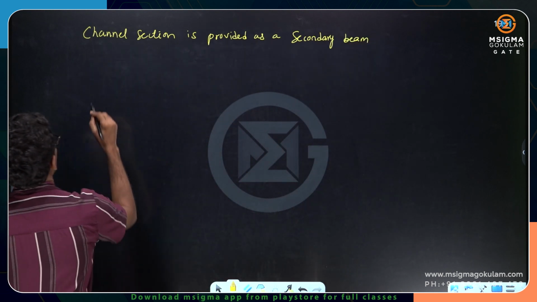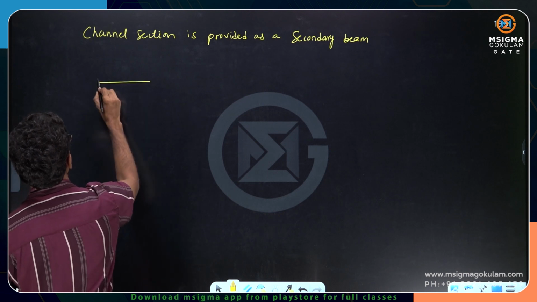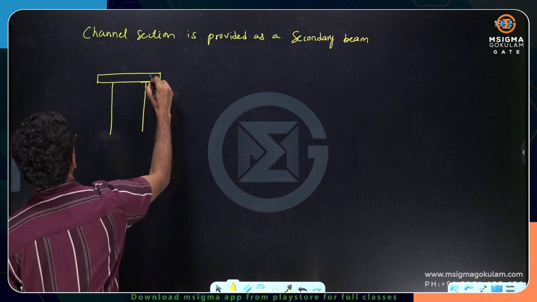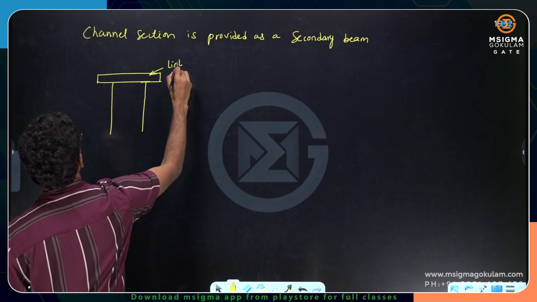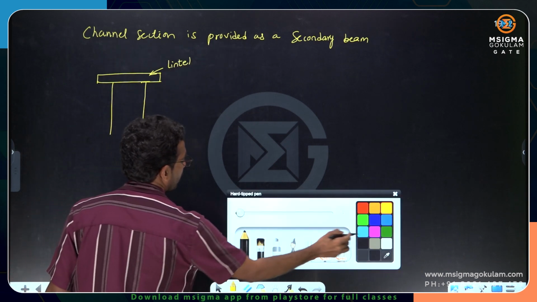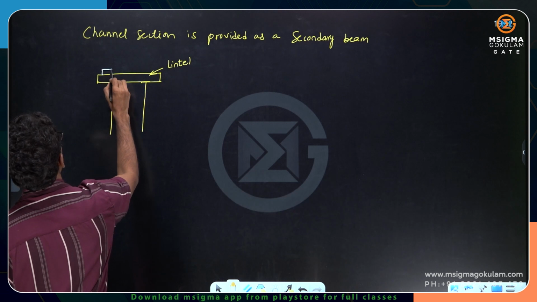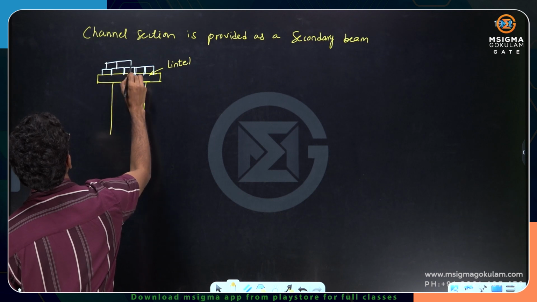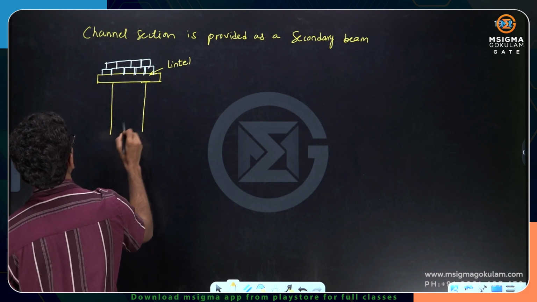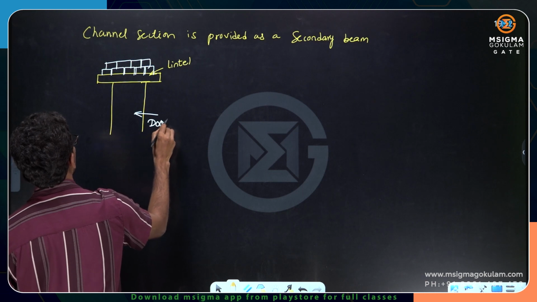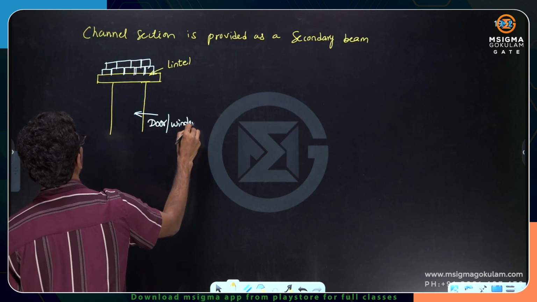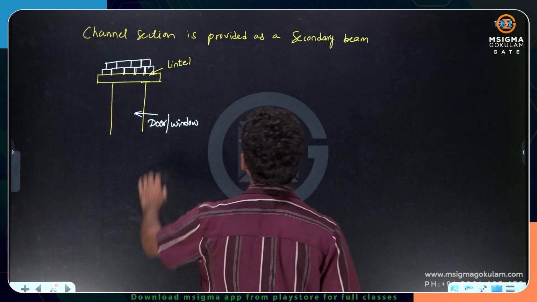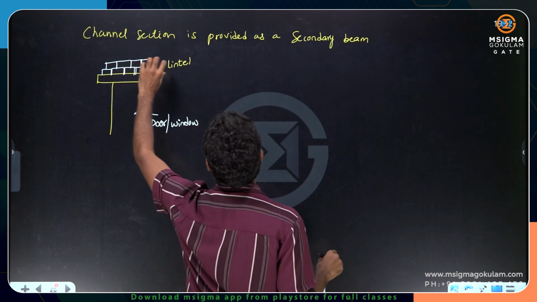So, an example is lintels. When I have openings of doors or windows, essentially I go for the lintel. A lintel is the beam over the door openings. These are the brick or wall loading on it. This is the door, or it can even be a window. On top of that we provide the lintel to support the masonry load. That kind of beam is called a lintel.